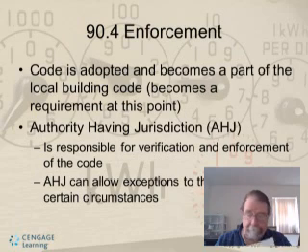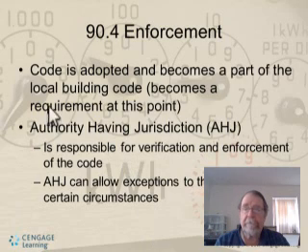Now, enforcement. Code is adopted and becomes a part of the local building code. It requires a requirement at this point. The authority having jurisdiction, which is AHJ, is responsible for verification and enforcement of the code. The authority having jurisdiction can allow exceptions to the code under certain circumstances.